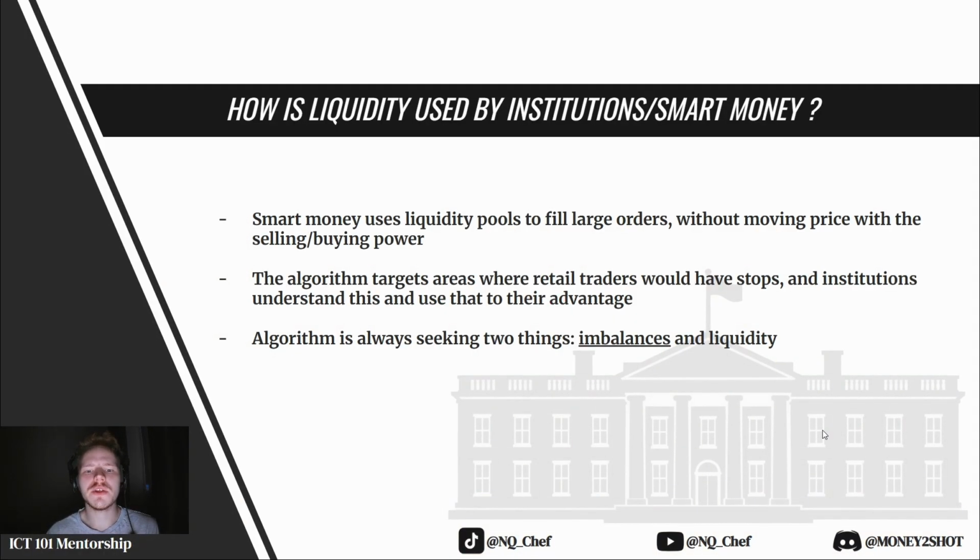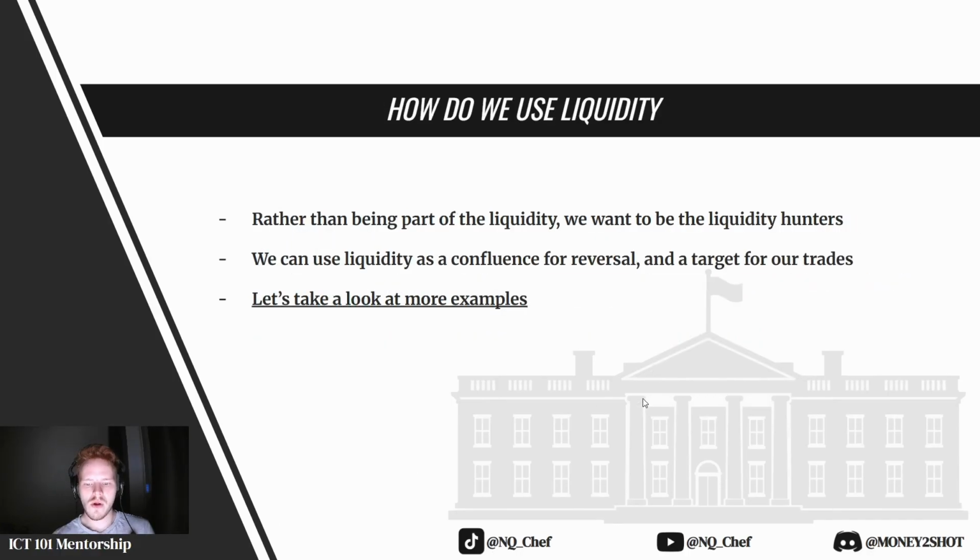How is liquidity used by institutions, aka smart money? We know that the algorithm wants to target pools of liquidity, but why? We're going to understand this now. Smart money uses pools of liquidity to fill large orders without moving the price with their selling or buying power. So let's take buy side liquidity as the example right now.